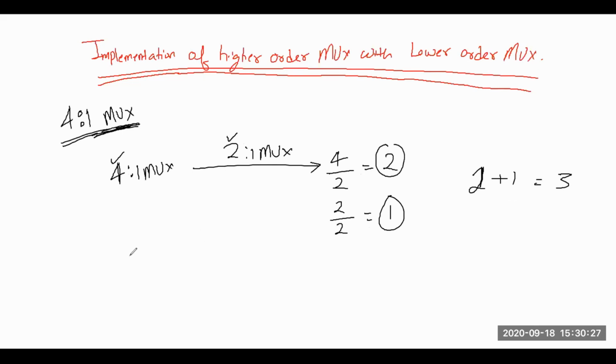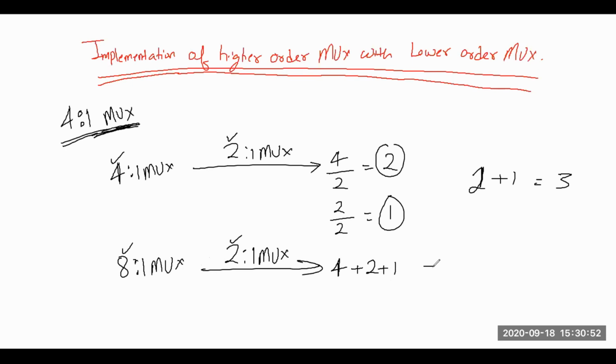In another example, if I want to implement an 8 is to 1 mux using 2 is to 1 mux, I will take this 8 divided by 2, I will get 4. Then again I will take this 4 and divide by 2, I will get 2. Again I will take this 2 and divide by 2, I will get 1. So in total, I need 7 2 is to 1 multiplexers for implementation of the 8 is to 1 mux. If I talk about a 16 is to 1 mux, I can design this also using 2 is to 1 mux.